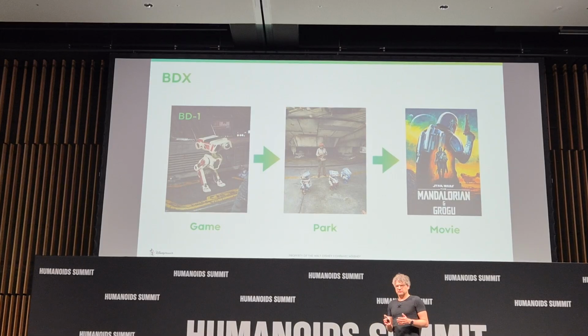What's unique about them is that they appear first in a park. A new character that we built appeared in the park first, and you can now see it in the Mandalorian and Grogu movie. The movie is in the theaters, and I encourage you to go see it. So the inspiration started on the screen, we then brought a new character to the park first, and then it appeared on the screen.